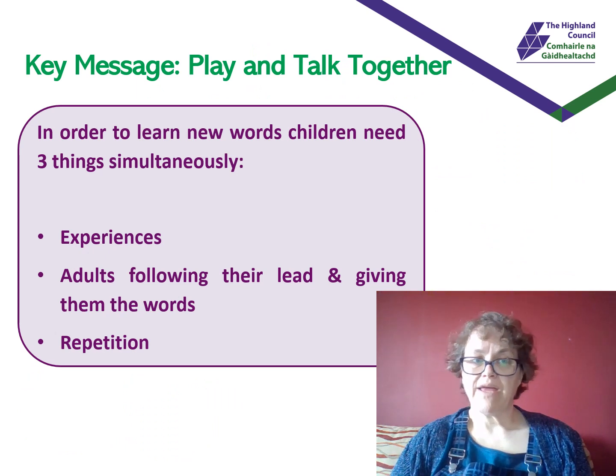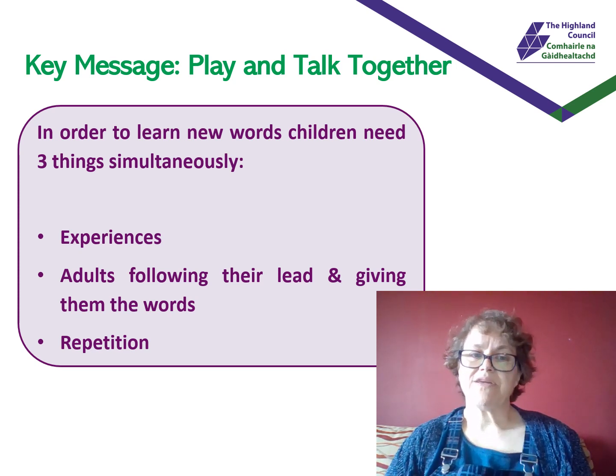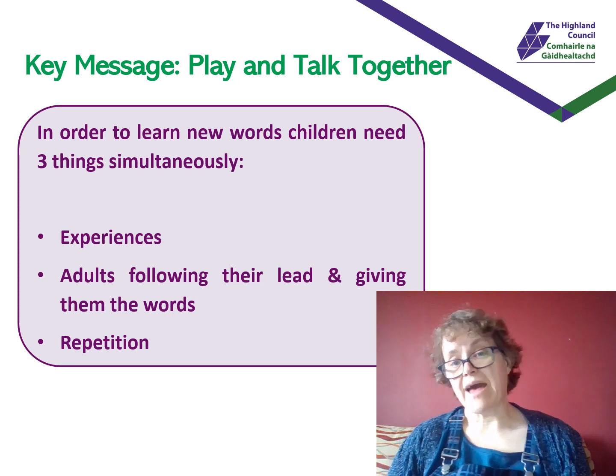So in summary, the play and talk together key message says that children need three things to happen simultaneously in order for language learning to happen and for vocabulary learning to happen. They need to have experiences through their play. They need adults to follow their lead in play and give them the language and the words to match those experiences. And they need repetition. All of those three things need to happen simultaneously, at the same time.